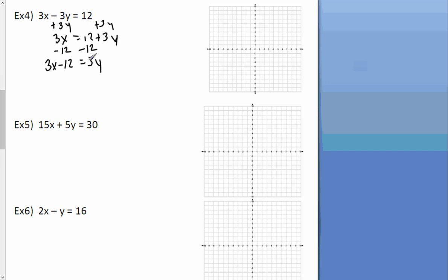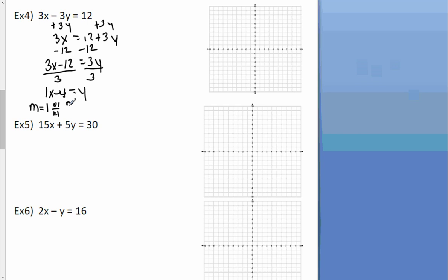If you do it the other way, you end up with a negative 3y, and you have to divide everything by a negative, which I don't like doing because there's a lot of mistakes that happen. Divide everything by 3. 3 divided by 3 is 1x. Negative 12 divided by 3 is minus 4 equals y. So there we have it. 1x minus 4, so what's my slope? This is where you should pause and try graphing it yourself. Slope is 1, which means up 1, right 1.